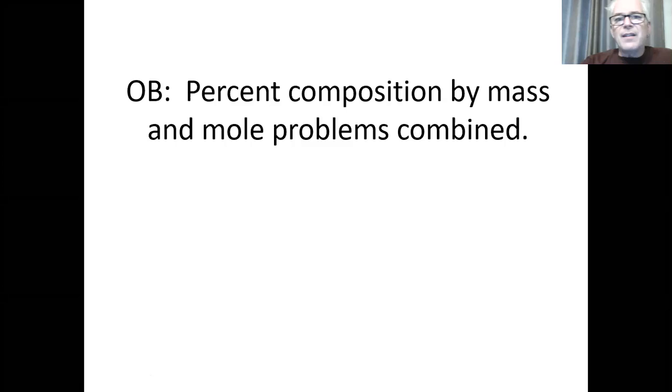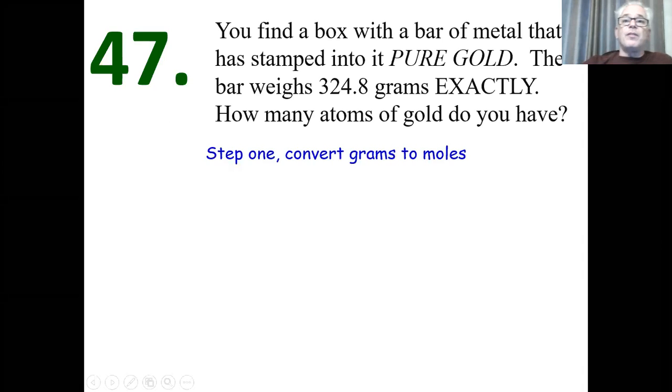We're going to work on this thing called percent composition by mass and the mole problems together. We're going to put it all together and make it beautiful. So you find a bar of pure gold, 324.8 grams exactly, 4 significant figures. How many atoms is that? You can know this, right?